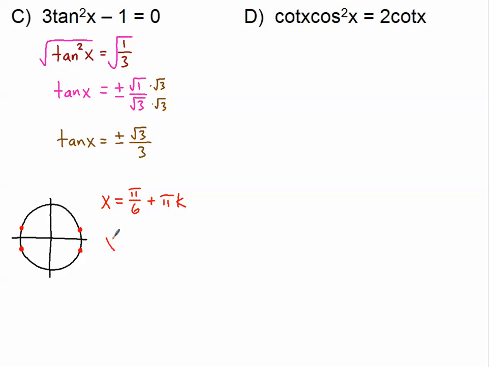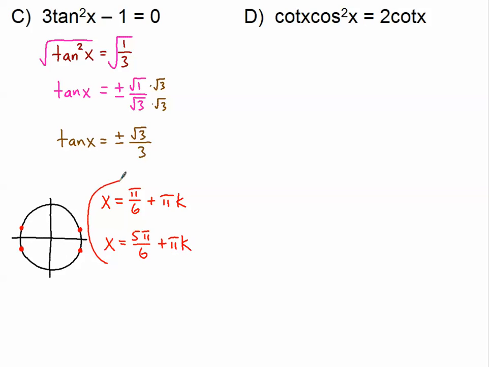I still have another set of answers, and I'll pick the 5 pi over 6. And I know that 5 pi over 6 is exactly pi units away from the 11 pi over 6. So I can just say 5 pi over 6 and add pi k to that.